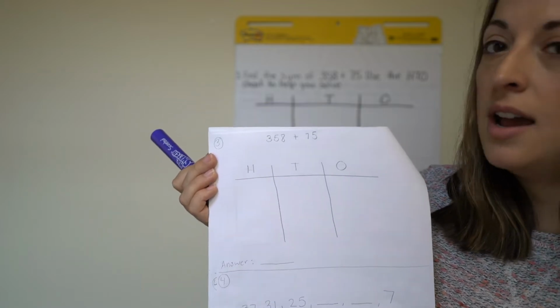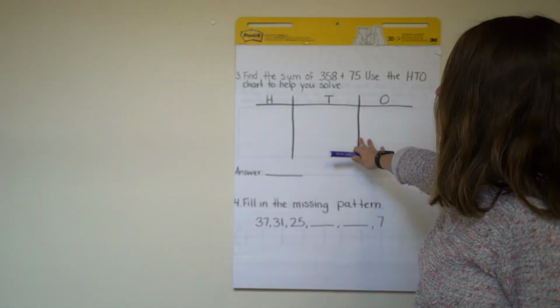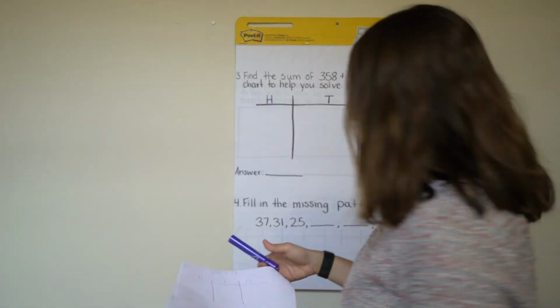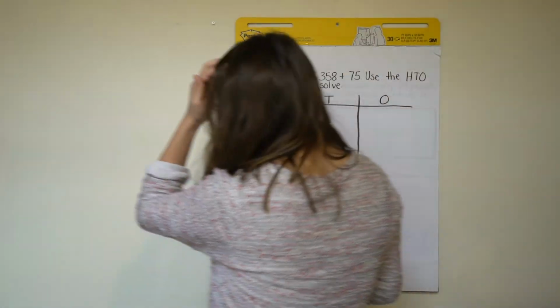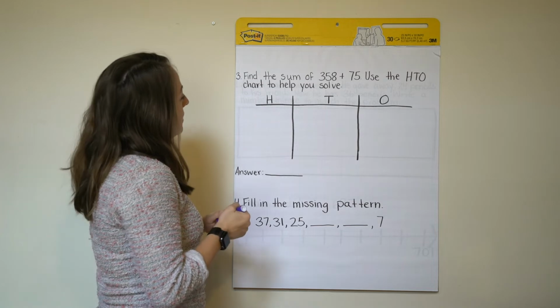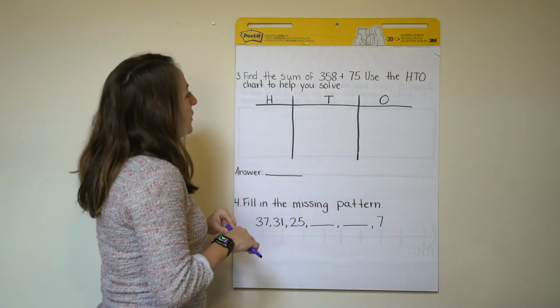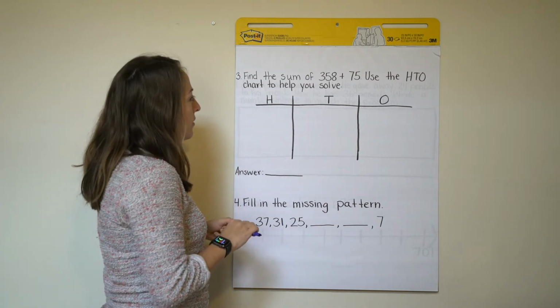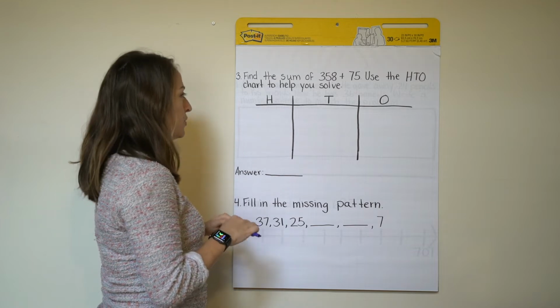If you need a little time, you can also look at my chart. Just make sure you're not writing all of the directions. Okay. Find the sum of 358 plus 75. Use the HTO chart to help you solve.